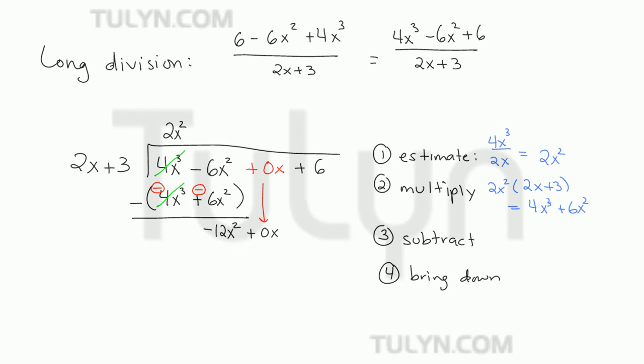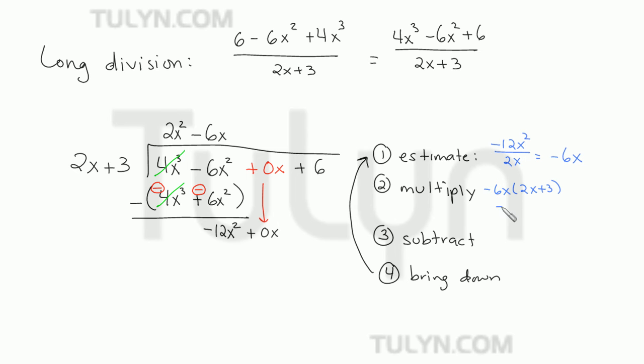So now after we've done our fourth step, we go all the way back and start again until we can't go any further. So let's erase all the scrap work so we can start again. Now we want to estimate this negative 12x squared into 2x. We want to do the same thing, and what are we going to get? We're going to get negative 6x. So we want to put that negative 6x up here. Now when we multiply negative 6x times 2x plus 3, what do we get? We get negative 12x squared minus 18x.